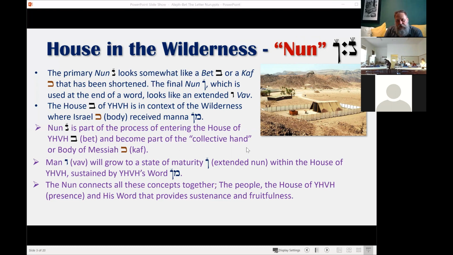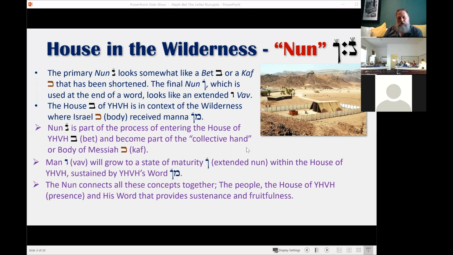So the Nun gives us the idea of the house of Yahweh in the wilderness giving sustenance to the body of Messiah, or to the body that exists in that house. In the Old Testament time, that body was called Israel. In the New Testament time, it's still Israel, but also known as the body of Messiah. They got their sustenance within the desert, but this manna is now connected to the house, and it's given to the people within that house, and that's the bet and the kaf symbolism. So the Nun connects all of these ideas together.